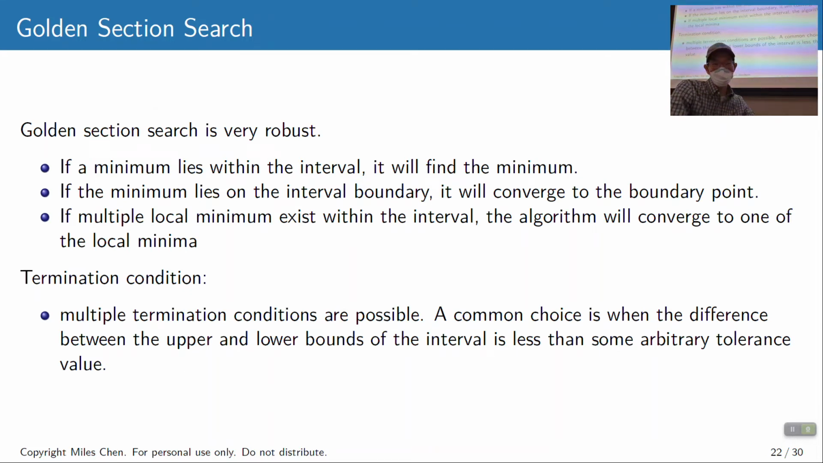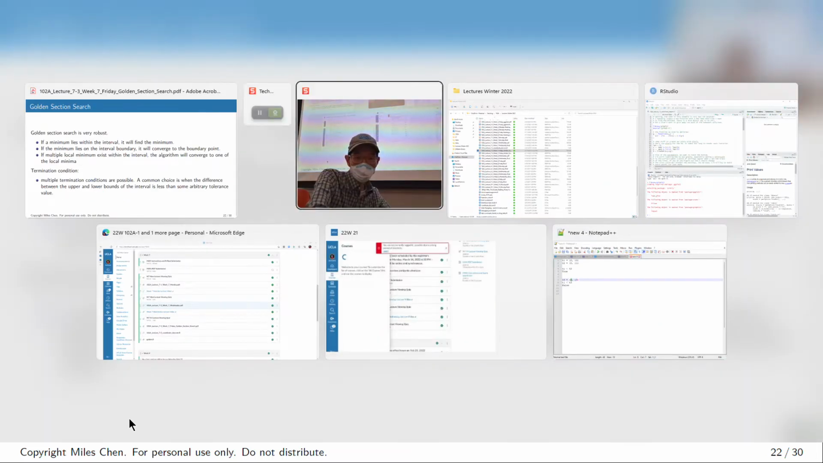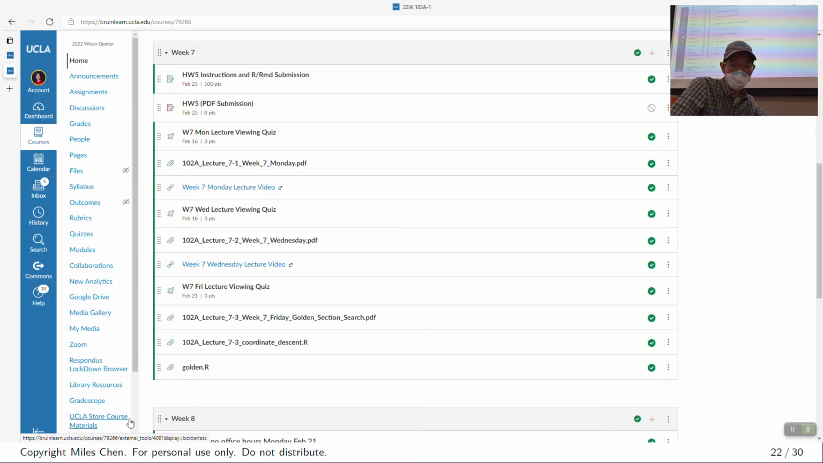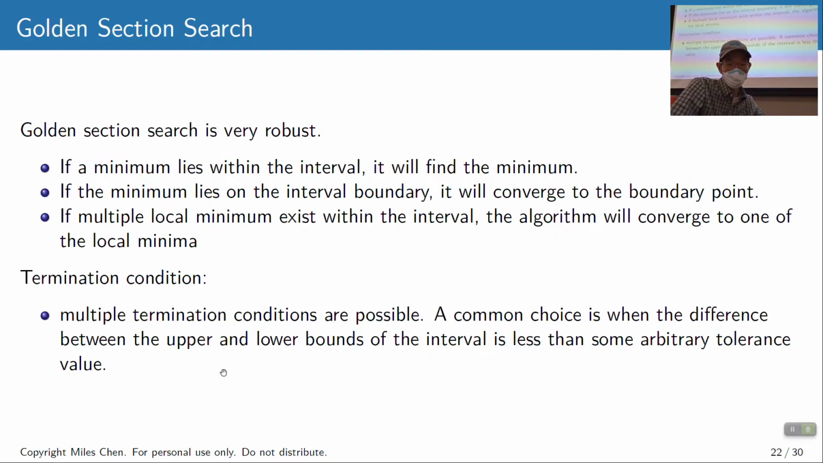And that's that. Do we have any questions about this? I've already included the R code to run golden section search. Okay, so the R code to run golden section search has been uploaded to Canvas.